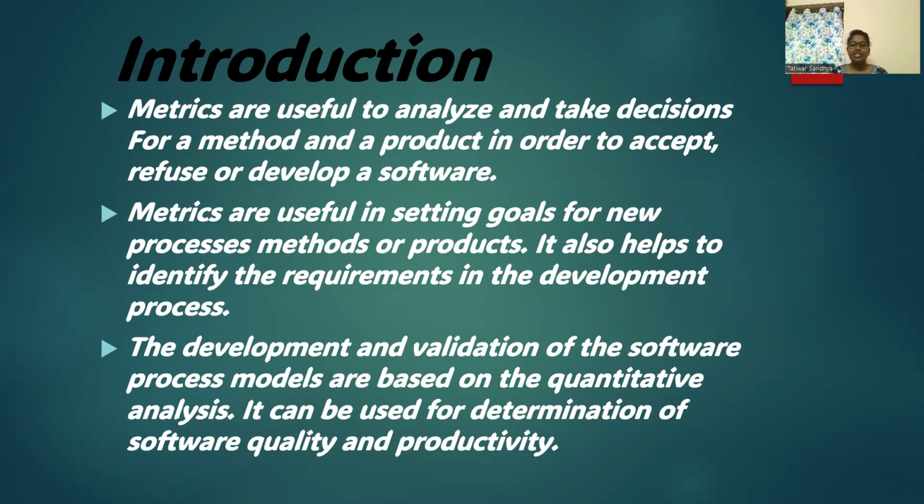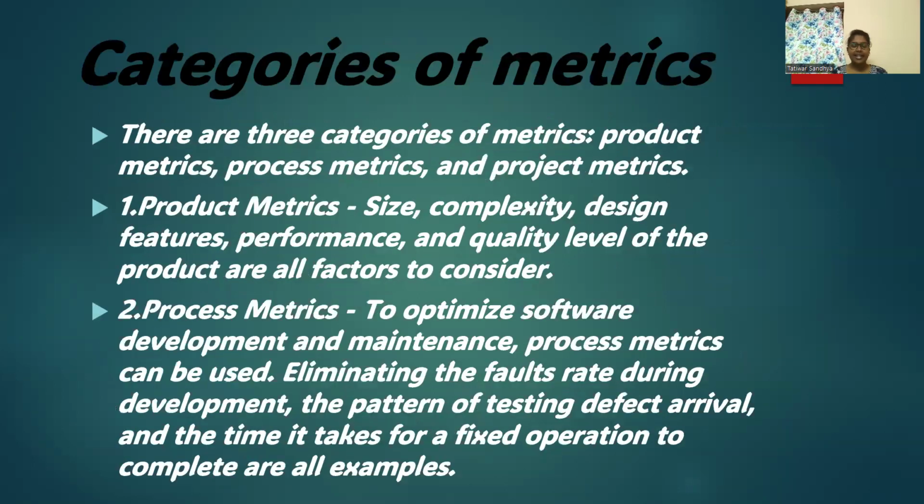The development and validation of the software process models are based on quantitative analysis. Metrics can be used for determination of software quality and productivity. Categories of metrics: there are three categories of metrics: product metrics, process metrics and project metrics. First we will see the product metrics.